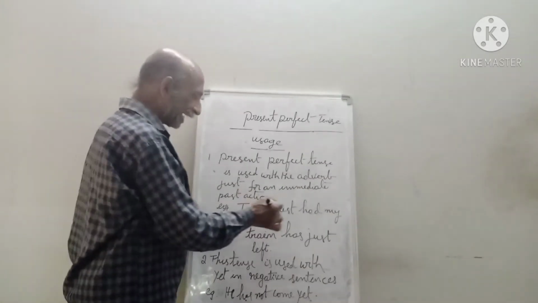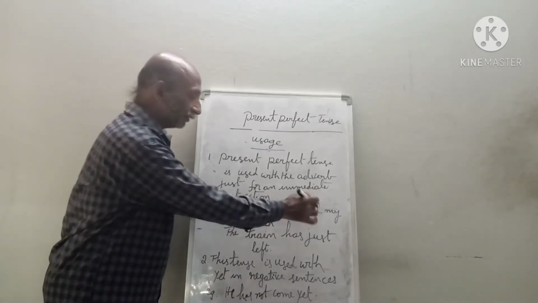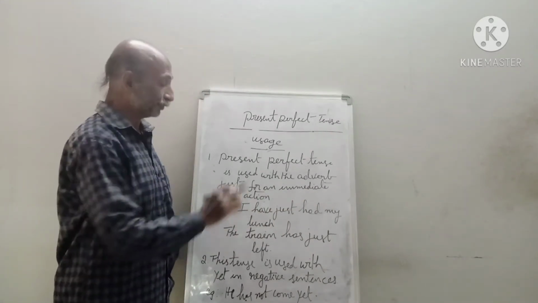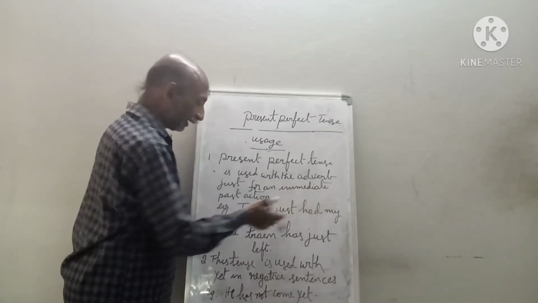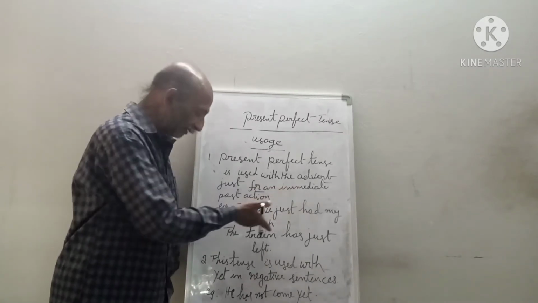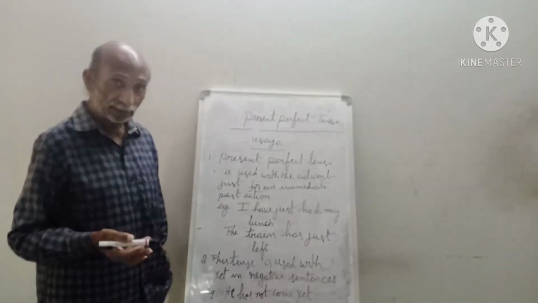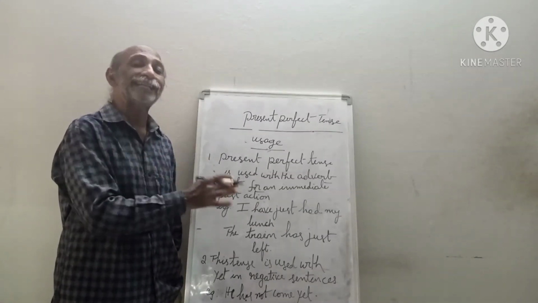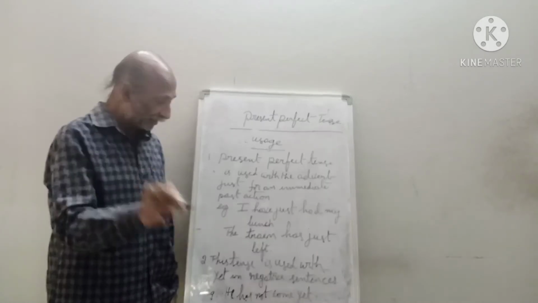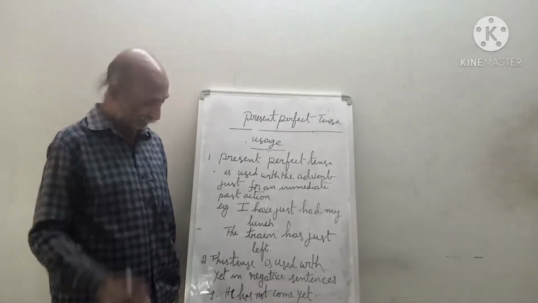For example, I have just had my lunch. Here had means eaten. But when we use the names of meals like lunch, we should not use eaten. We should use had. I have just had my lunch. It means 5 or 10 minutes ago, I had my lunch. Next one, you see, the train has just left. It means 5 or 10 minutes ago, the train left the station. So if you observe these two examples, you will understand we use the adverb just for immediate past actions.